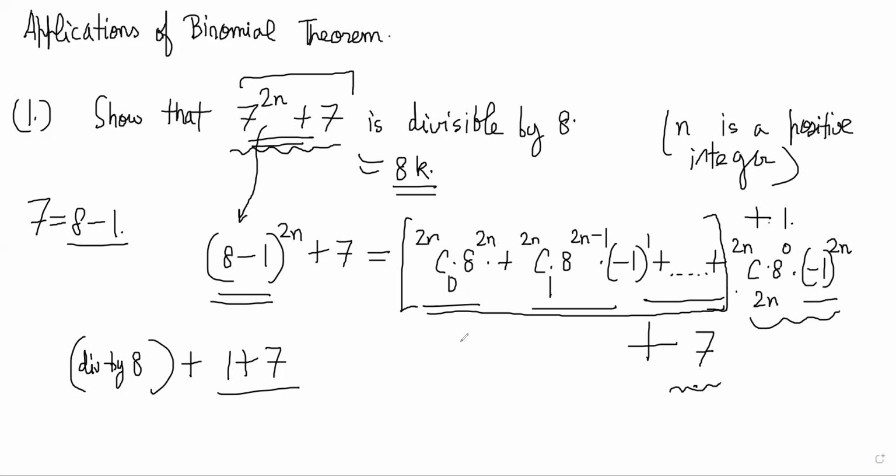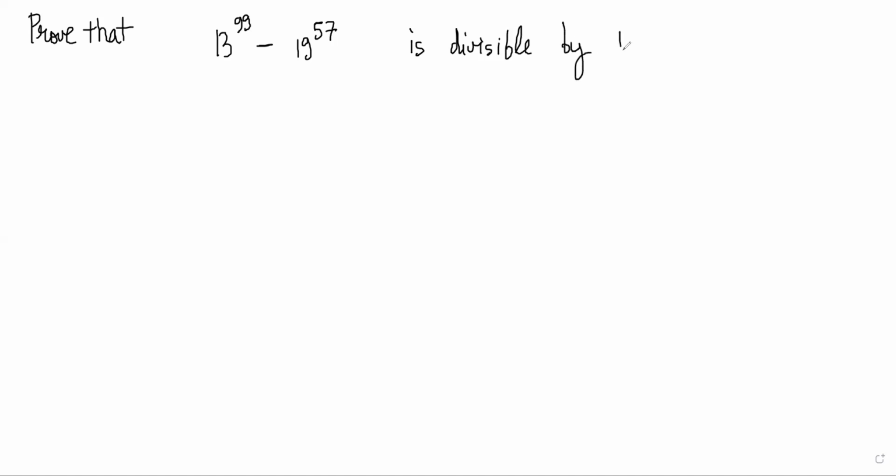Okay. The next one is a similar type of question, but slightly more difficult this time. It is: prove that 13 power 99 minus 19 power 57 is divisible by 162.